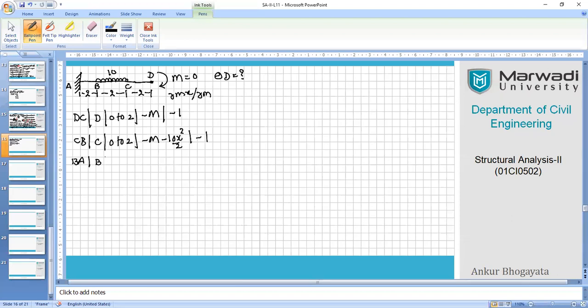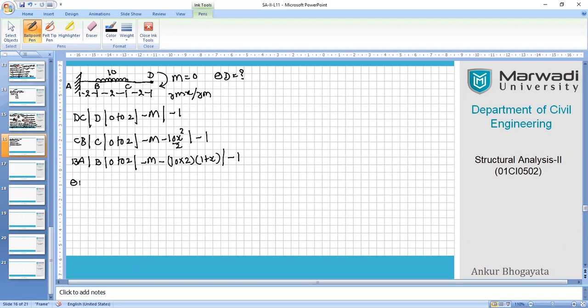And finally, B to A, origin is B, 0 to 2 meters. Now m goes as it is, minus m. Then you have 10 into 2 as a total force, 1 plus x as a moment, right? And then we have minus 1. So I think it's quite an easy job for you. So let's put it together.